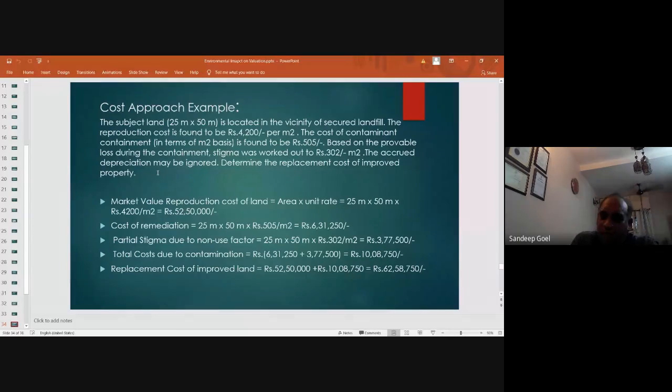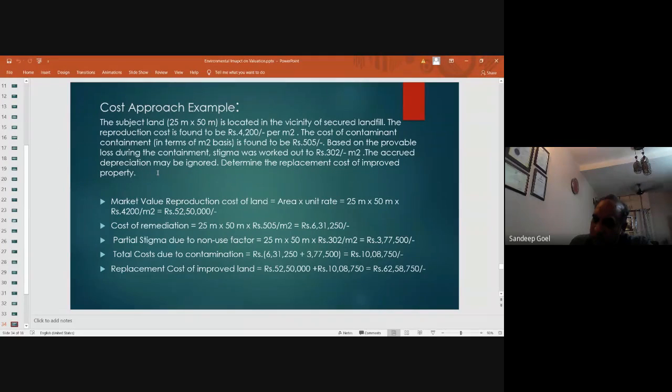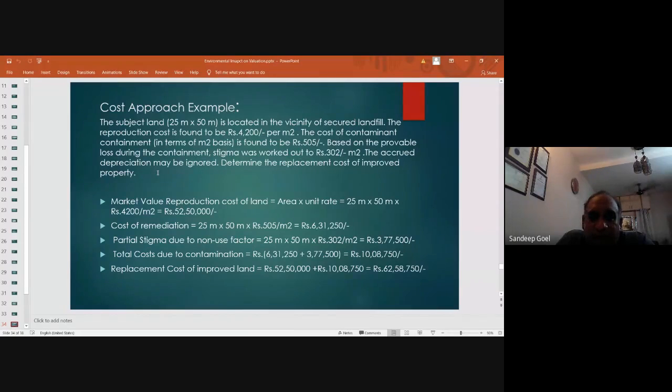Do you have the calculator with you? Yes, sir. Multiply it into 4200. Total area is 1250 square meter. Clear? 1250 square meter. This is the reproduction cost. Now, what is the cost of remediation? 505 multiplied by 25 multiplied by 50, which is 6 lakh 31,250. And the stigma cost is 302 into 25 into 50.